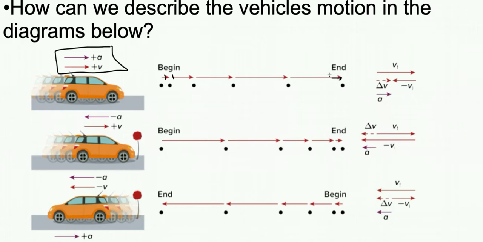Okay, this next one, velocity and acceleration are in the opposite direction, so that means we will be slowing down. So maybe we're coming to a stop. So that's like the one up over here where we're slowing down.